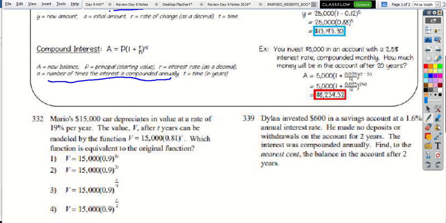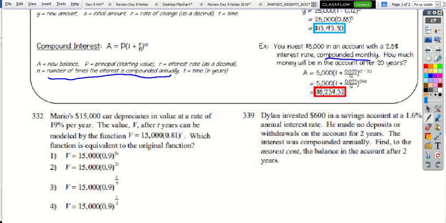All right. For investing, and it's compounded monthly, that tells us that n is equal to 12, because there's 12 months in a year. The rate is 2.5%, which is 0.025. And how much will it be in 20 years? So that means that x, or t, is equal to 20. So the initial amount was 5,000, times 1 plus 0.025 over 12, to the 12 times 20, and then we get our amount.